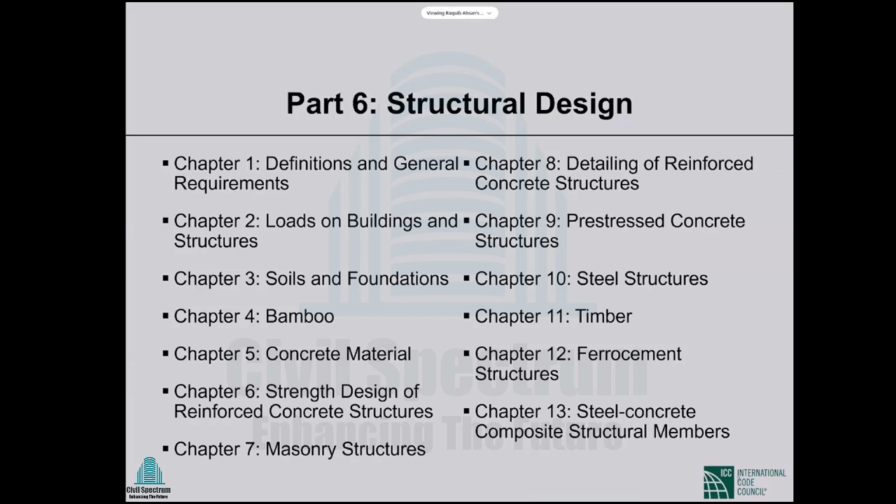Chapter 11 is related to timber structure. Again, this is mostly similar to the previous version. There are some new additions. Chapter 12 is ferrocement structures. This is probably completely similar to the previous version. There are no changes in this chapter. Chapter 13 is a new chapter, steel-concrete composite structural members. I explained to you yesterday that this is related to composite structures, that is, when we use in the same structural member both structural steel and reinforced concrete.